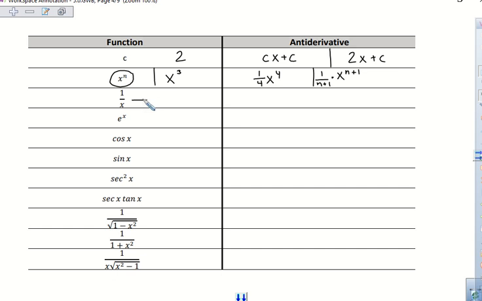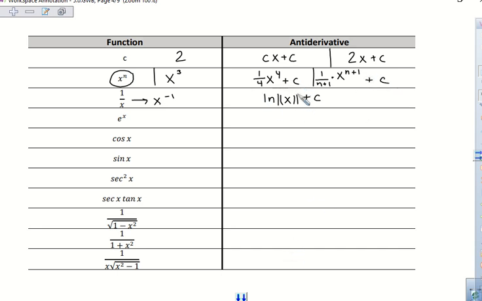Now 1 over x we could rewrite as x to the negative 1, correct? What happens if you add 1 to negative 1? It becomes 0. Normally we divide by that new exponent. Can you divide by 0 in math? So this one's an exception to the rule. Anytime it's negative 1, it's just ln of x. Often they will put absolute values around this. We'll talk more about that in the future. And then, of course, plus c. Don't forget your plus c's. I will forget them sometimes, so remind me.